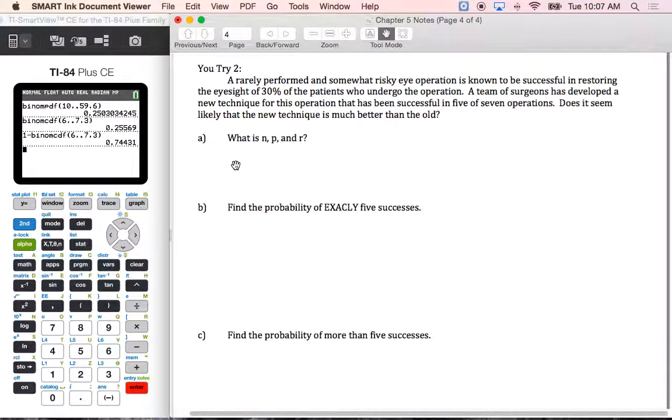Okay, I'm going to have you try this one. Very similar to our last one. So going through it says, a rarely performed and somewhat risky eye operation is known to be successful in restoring the eyesight of 30% of the patients who undergo the operation. A team of surgeons has developed a new technique for this operation that has been successful in 5 of 7 operations. Does it seem likely that the new technique is much better than the old?